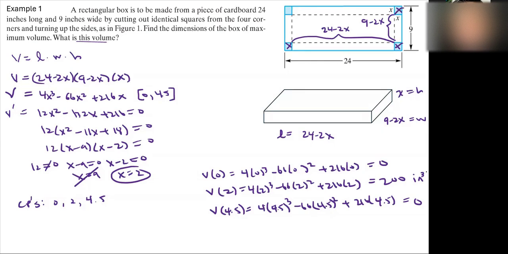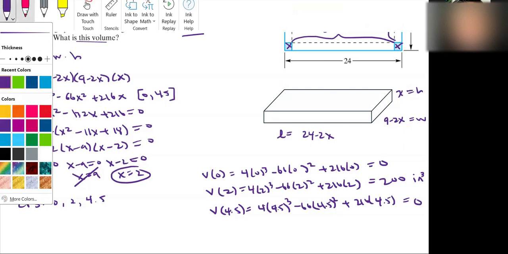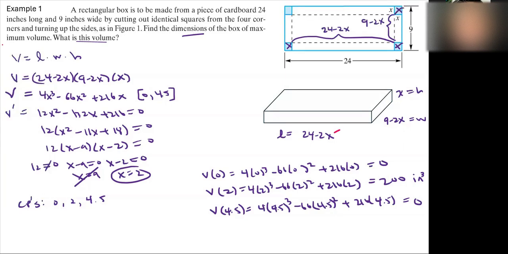So we found the maximum volume of the box, which is 200 cubic inches. Now we need to find the dimensions of the box. That's simple because we already found that x is 2. We just plug in 2 for our length, width, and height formulas. So 24 minus 2 times 2, that is 4. So 24 minus 4 gives us 20.